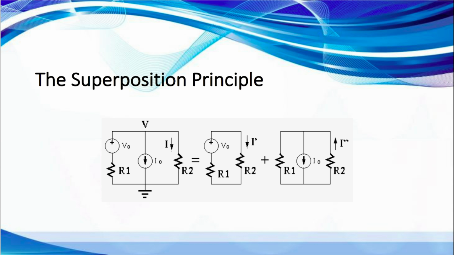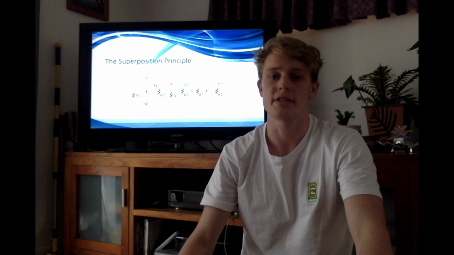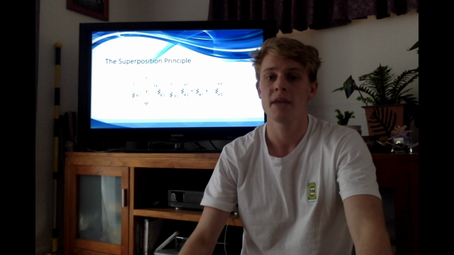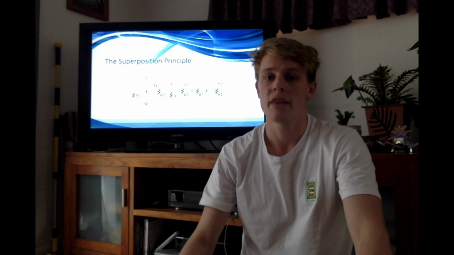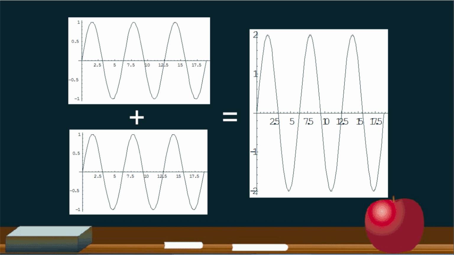Superposition in electrical circuits. The superposition principle states, for all linear systems, that the net response caused by two or more stimuli is the sum of the responses that would be caused by each of the stimuli individually. Commonly used in the context of waves, simply summing the individual wave displacements to give the total output.